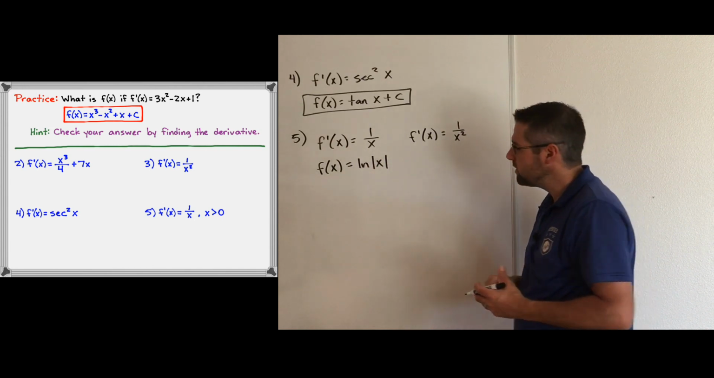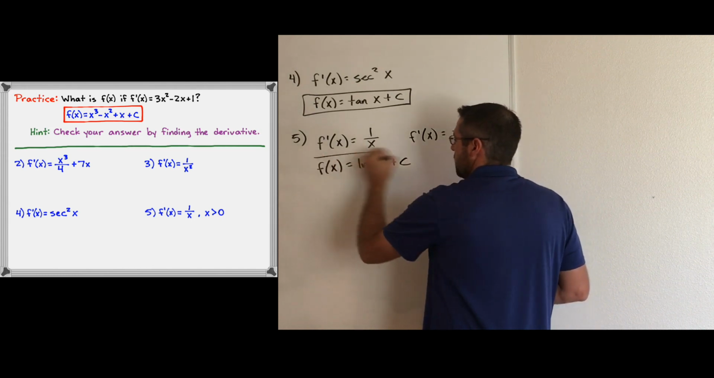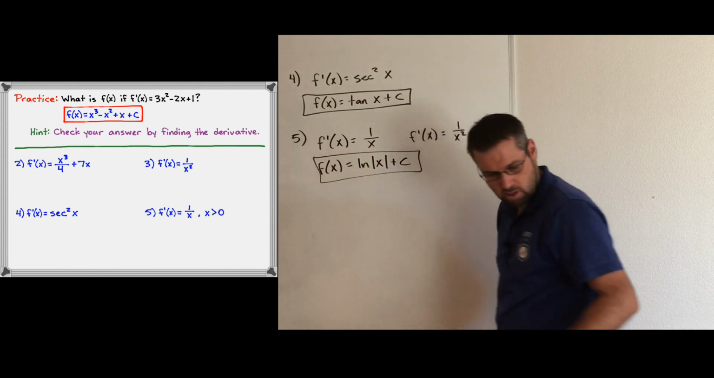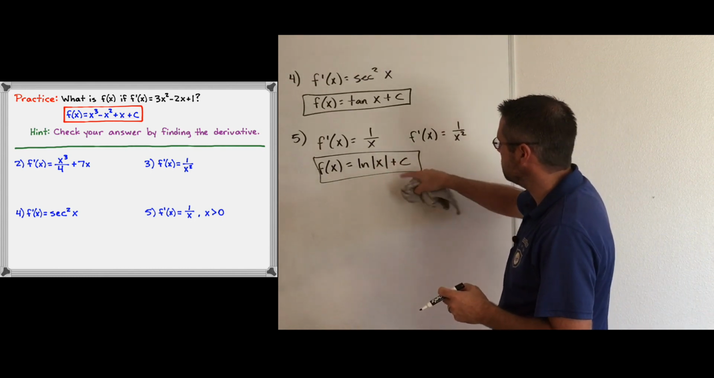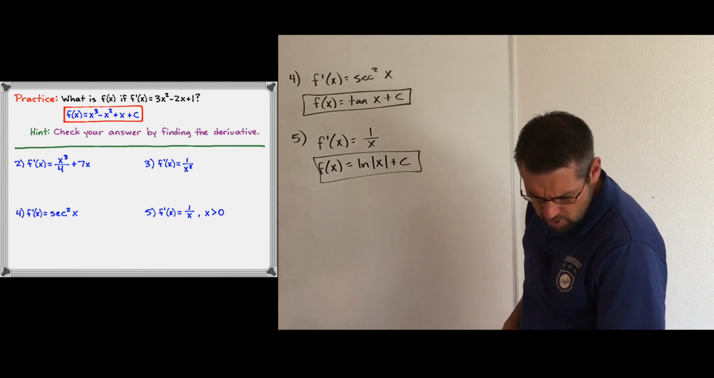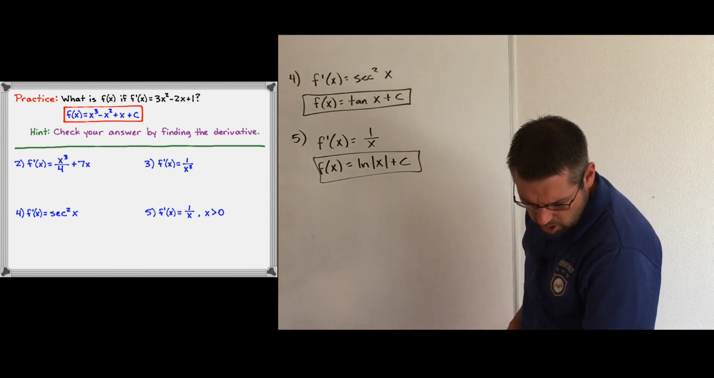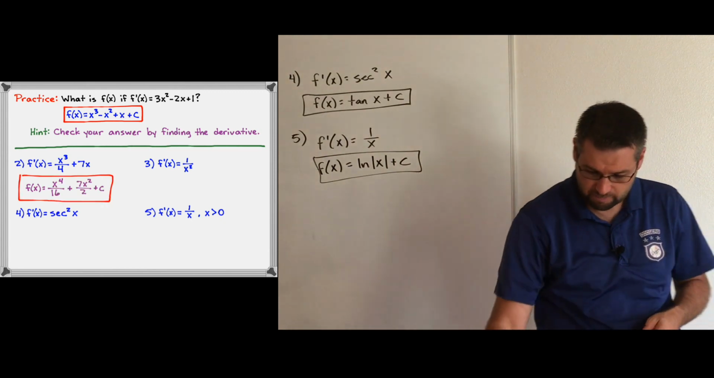And then, of course, at the end here, we have to put plus c to represent our constant. So if I take the derivative of natural log of x, I get 1 over x. Derivative of constant is 0, so I know I did it right. So those are some great practice problems for just taking an antiderivative.